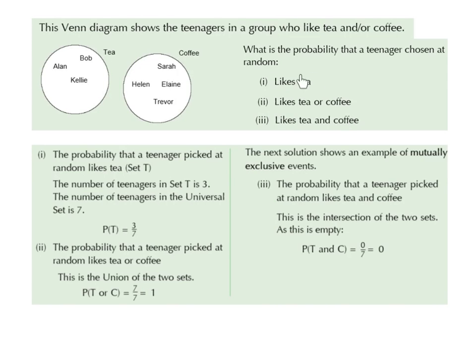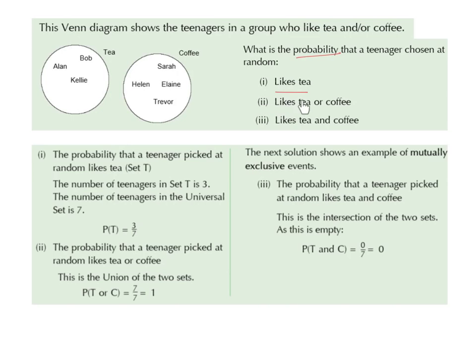So let's start off with tea. What's the probability that a teenager chosen at random likes tea? So part one, we're trying to find the probability that a teenager picked at random likes tea, i.e. set T. Well, the number of teenagers in set T is 3, and the number of teenagers in the universal set is 7. So this is the universal set. There's 1, 2, 3, 4, 5, 6, 7 teenagers in total. So the probability that the teenager will like tea is going to be 3 over 7.